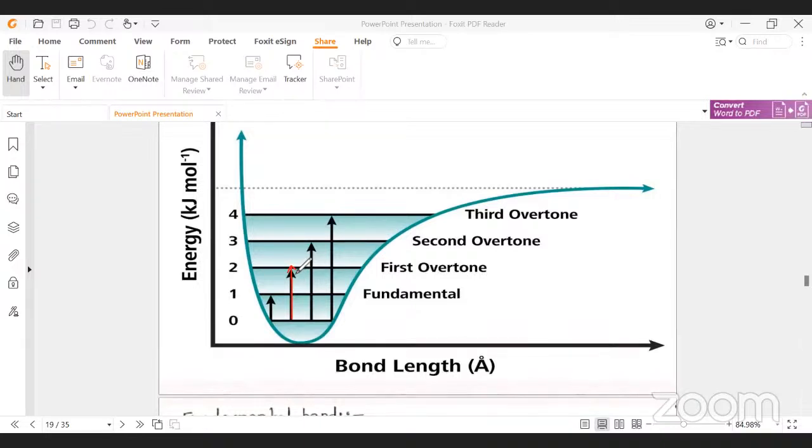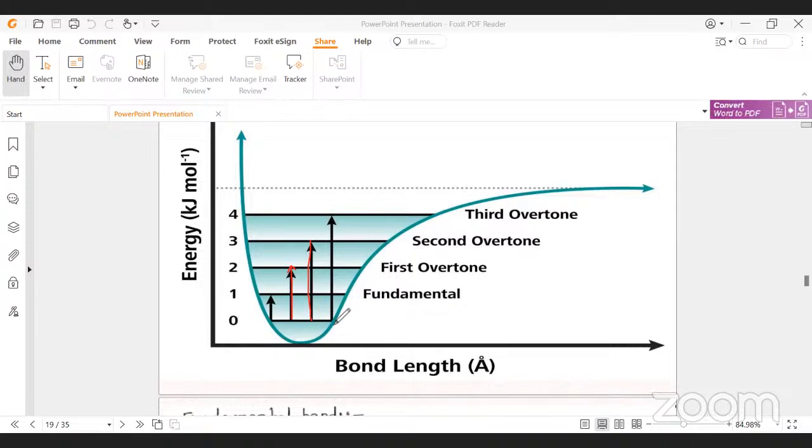The transition from V0 to V1, and the band that appears by this transition, is known as the first overtone. What does the second overtone mean? The transition from V0 to V3, and the band that appears by this transition, is known as the second overtone. What is the third overtone?